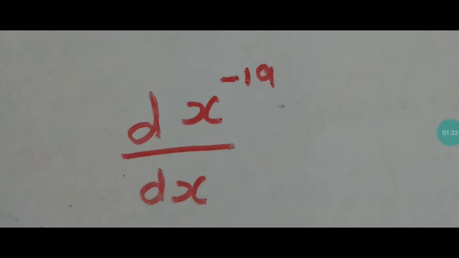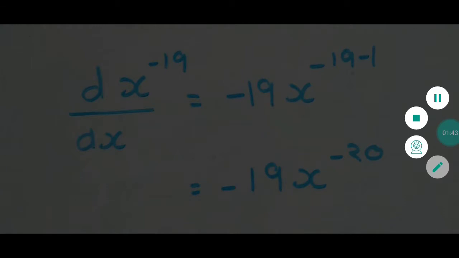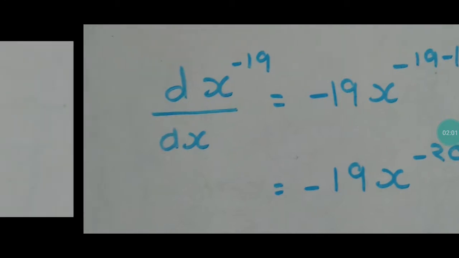Next question, d/dx of x to the power minus 19. Apply the formula as it is. This is how it is done. I shall explain this once more to you. See, minus 19 goes at two places, once over here and once over here. Minus 1 to be done, and then minus 19 minus 1 will be equal to minus 20. Got it? So this is how we solve this question.